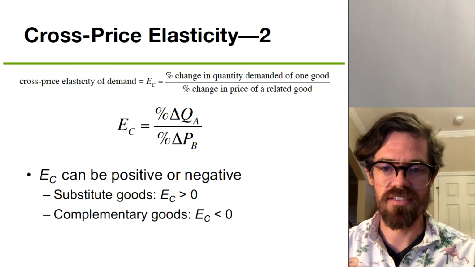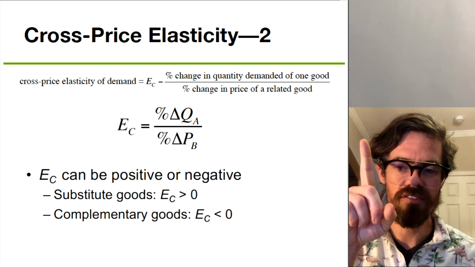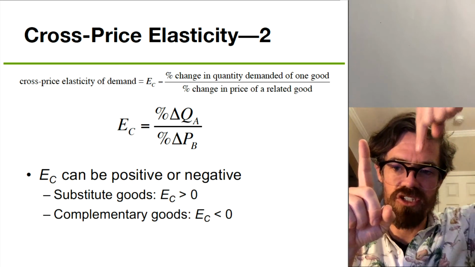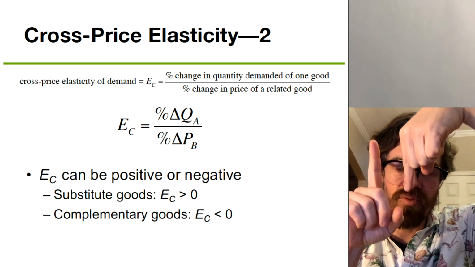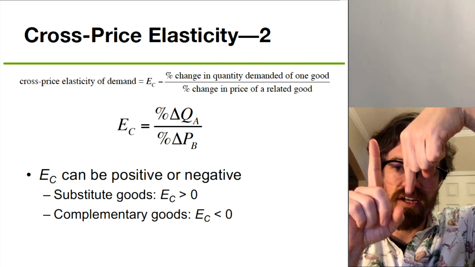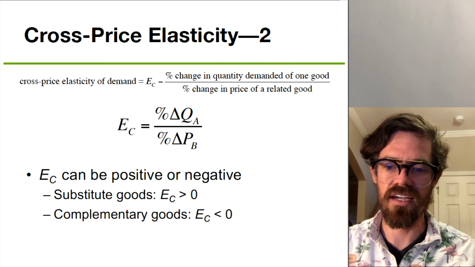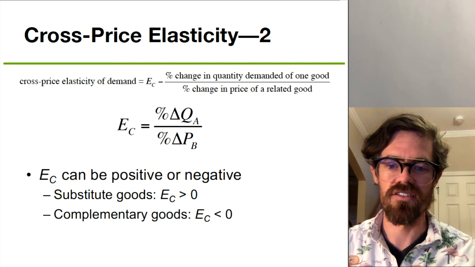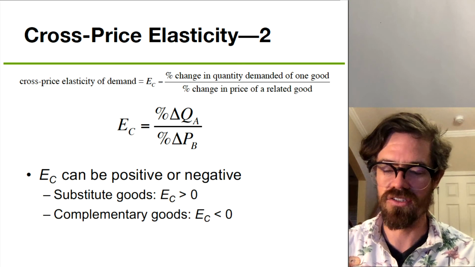Whereas with complements, let's think of two complements such as peanut butter and jelly. If peanut butter gets more expensive, you buy less of it, and you'd like it to go with your jelly. Since you're buying less of it, you don't need as much jelly, so you buy a lower quantity of jelly. So complements, their price and quantity demanded move in opposite directions. This would basically mean that you would have a negative number for cross-price elasticity. So a negative cross-price elasticity is telling us that the goods are complements.